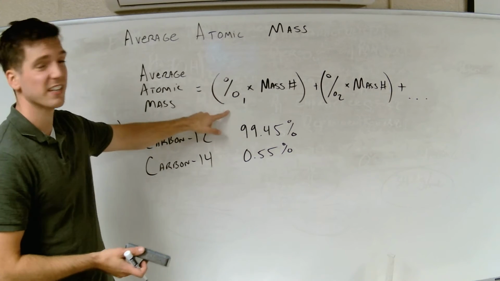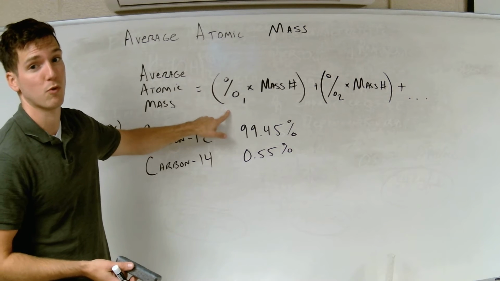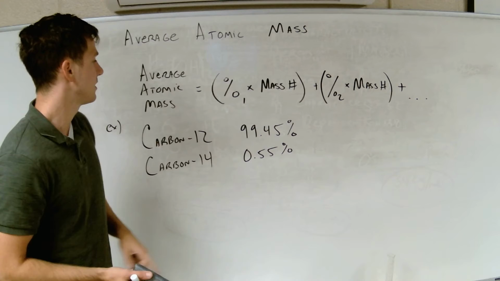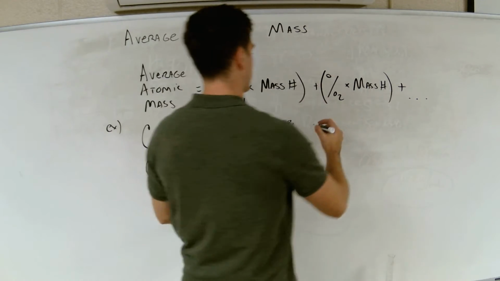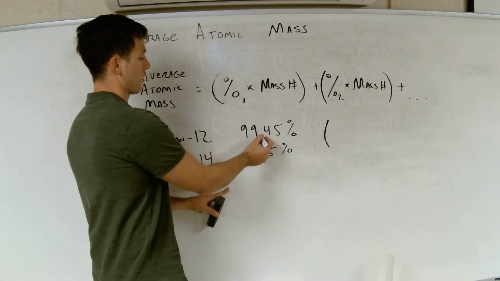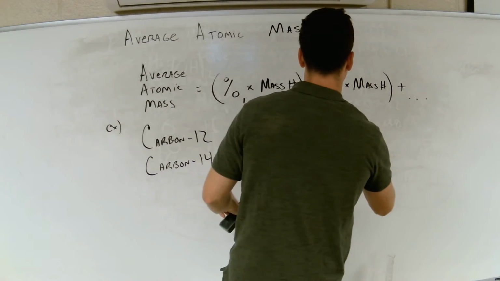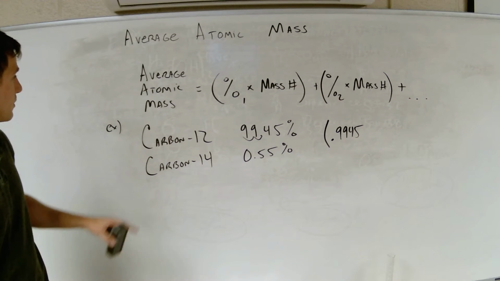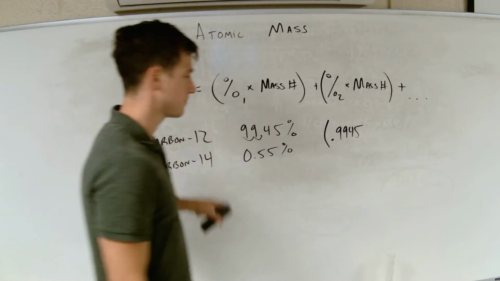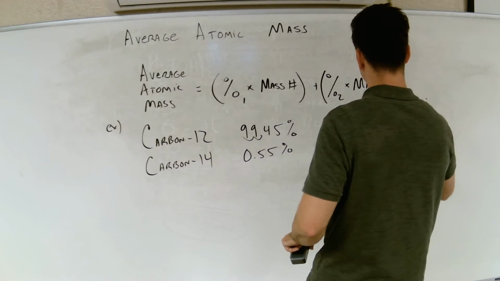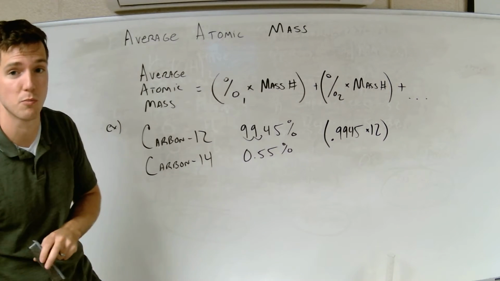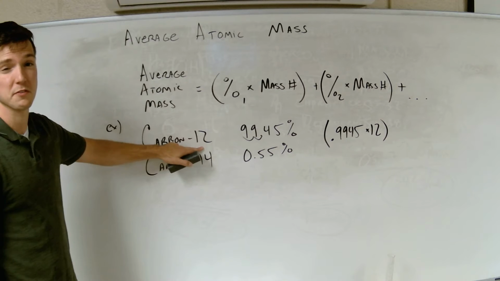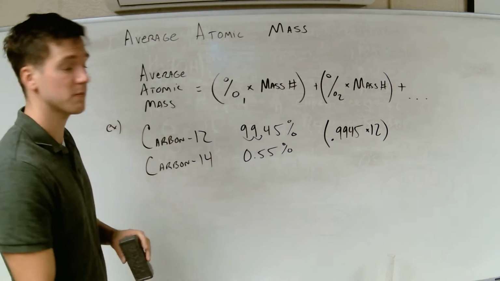When you plug in percent abundance, you have to make sure it's in decimal form. We get that by moving the decimal to the left twice. So for our first isotope, the percent abundance in decimal form is 0.9945. We multiply it by its mass number, which is 12. Sometimes it's more specific than this. Sometimes I'll give you a rounded one or a specific one. Always use the more specific one if given.